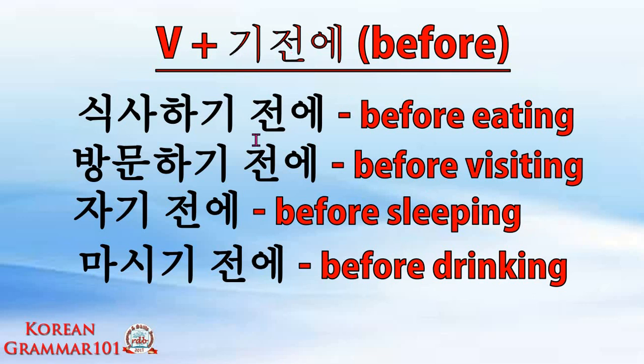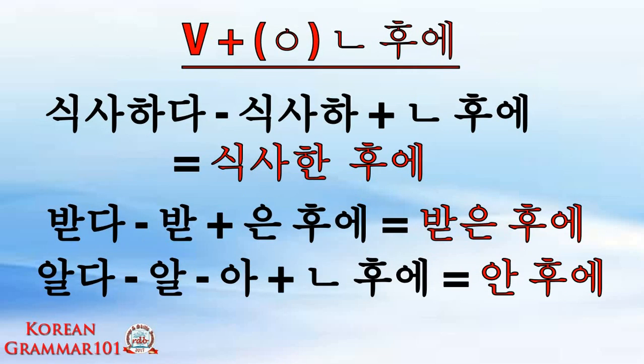Do you have the idea already? It's very simple, right? We have to drop the 다 first from our verbs and simply add 기 전에 after that. So it becomes verb plus 기 전에. So we already know how to conjugate verbs with 기 전에. Now let's look at how we are going to conjugate verbs with 은 or ㄴ 후에.